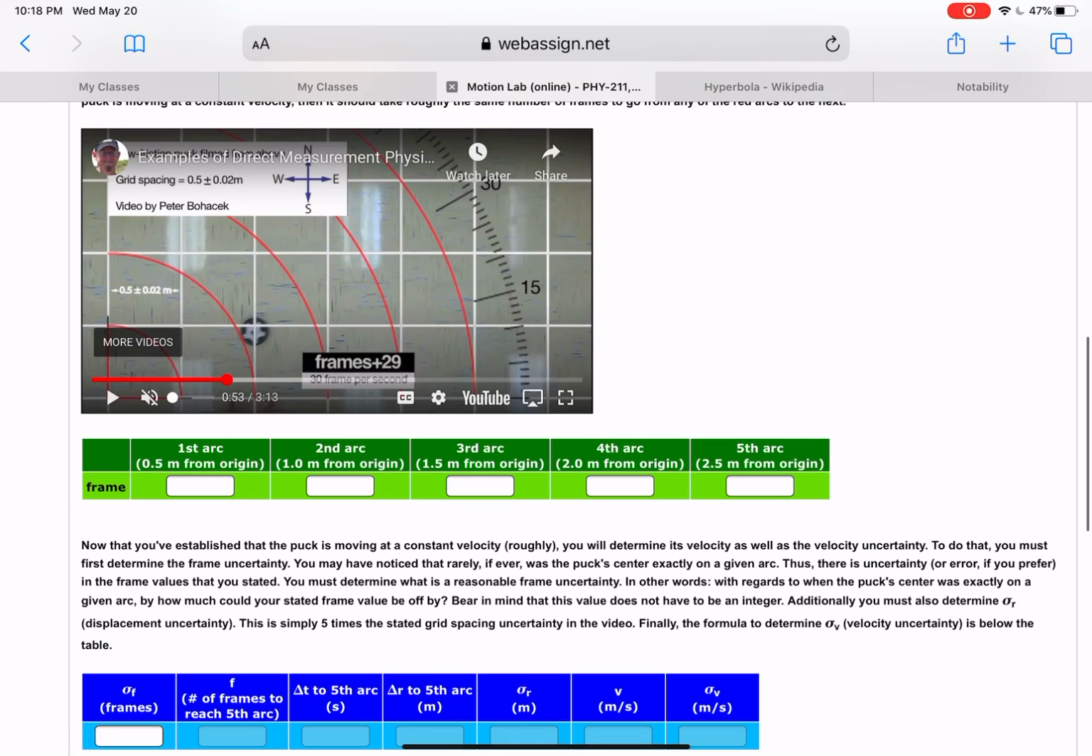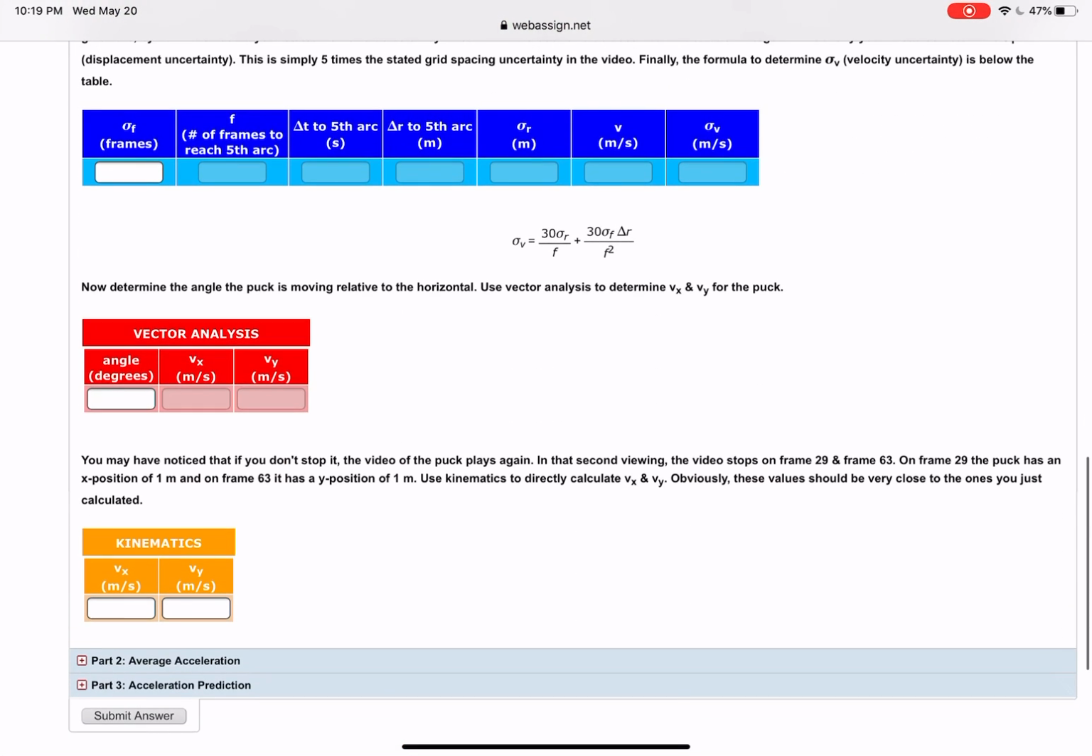A similar thing happens. In just a moment, it pauses there, then it continues to right there. That is a y displacement of 1 meter at frame 63, so we can use that to calculate the y velocity.